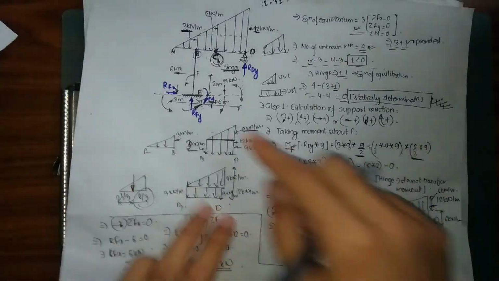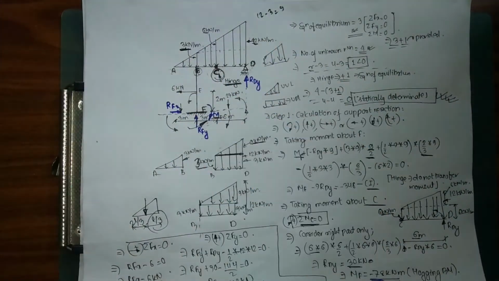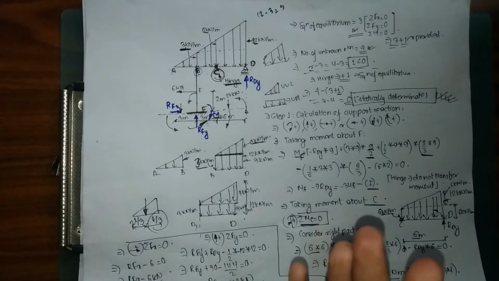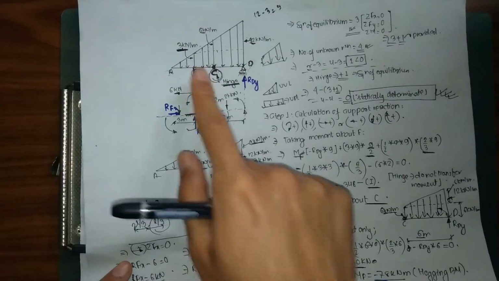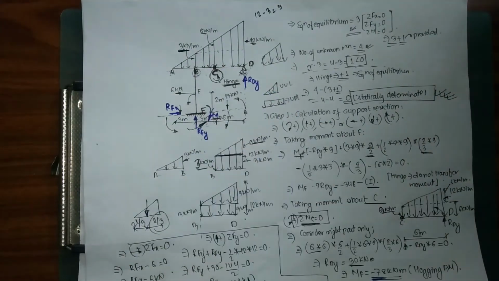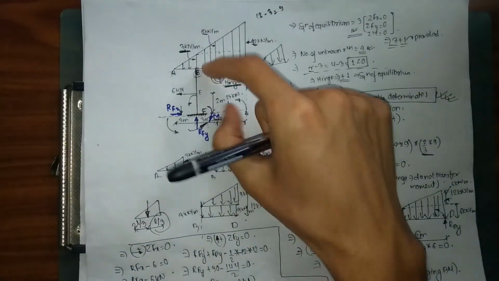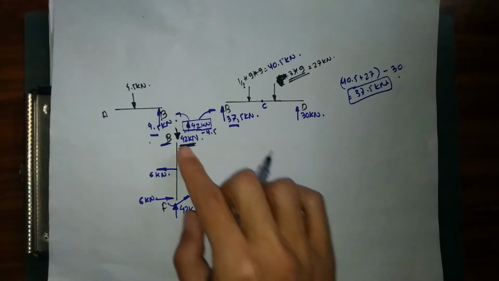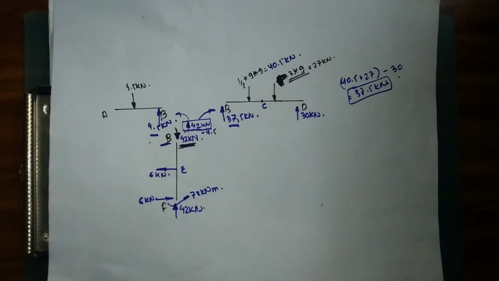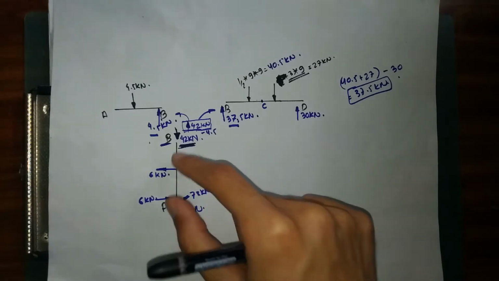So for my member BF, firstly, as I didn't explain before, since the overall frame is in equilibrium, our member AB, member BD and member BF are also going to be in equilibrium. So firstly we're going to consider equilibrium of member BF. First we're putting down all of our forces in this diagram. Next we're going to calculate our axial force, shear force and bending moment diagram.